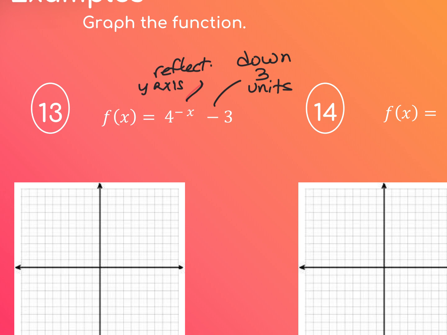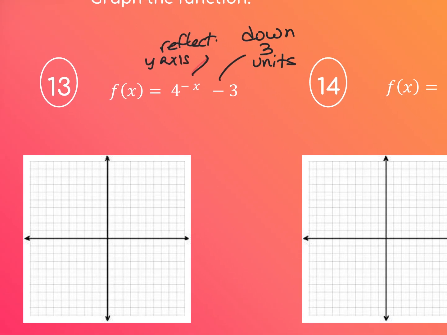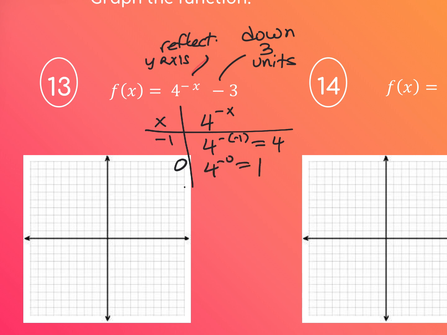So let's go ahead and try it. Again, I'm going to just do the basic. What I could do here is I could plug in to the 4 to the -x and then just shift all the points. You could do the reflection. It's totally up to you. I'll go ahead and plug it in to this one. So again, if I plug in -1, 4 to the -1 gives me 4. And then when I plug in 0, anything to the 0 power is 1. And then when I plug in positive 1, it becomes 1/4.